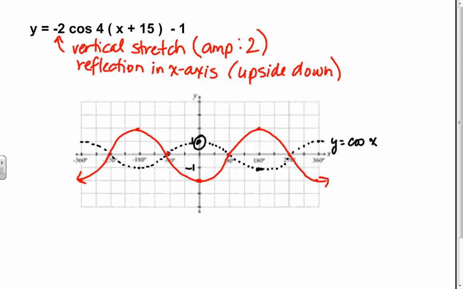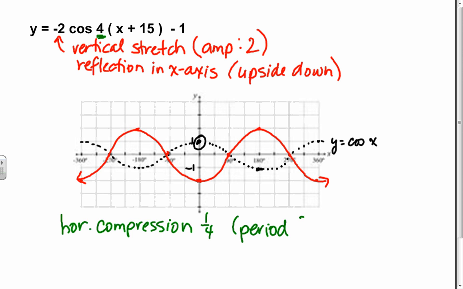The next one that I see is that number 4. Number 4 is in with the x, so to speak. So that's going to be a horizontal change. And it's going to be a horizontal compression by a quarter, which is very strange. That means that the period has changed. It is no longer 360, but 360 divided by 4, which is 90. So that means you have an entire cycle, down, back up, back down again, in 90 degrees.